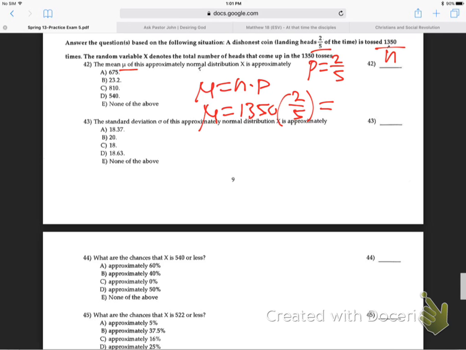And so crank that on your calculator. 1350 times 2 divided by 5. Is that what it is? 540. There it is, D. Everybody good with that? Remember that formula I gave you?